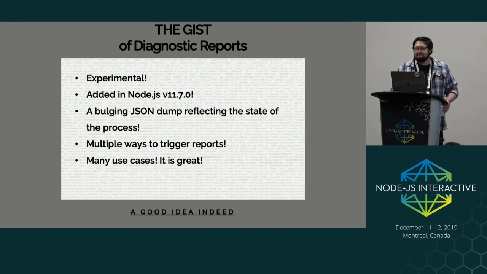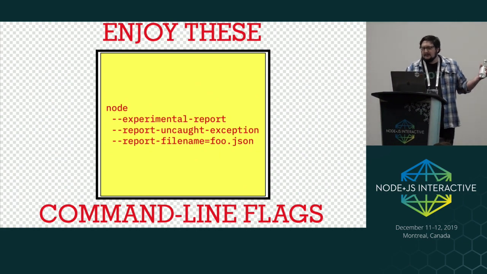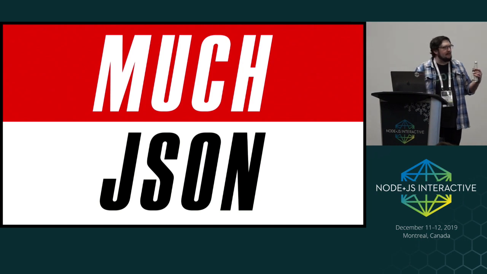So how do we want to create a report in this case where we've got this process that's crashed? We're going to start up that process again, except we're going to give it these flags. Experimental report, you need that to do any of this stuff right now. Then report uncaught exception, and then give it a nice file name. You don't need to pass the file name, but in our case that will be helpful. Normally it'll create this very long file name based on the timestamp. So you run this in your production, and time passes, and now you have another problem.